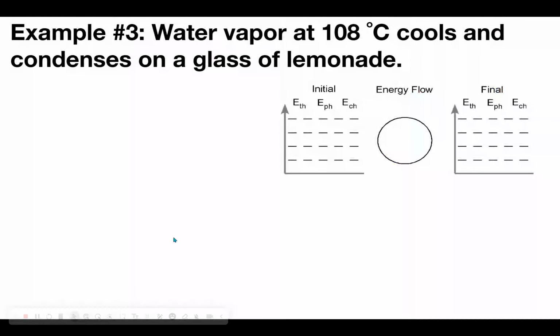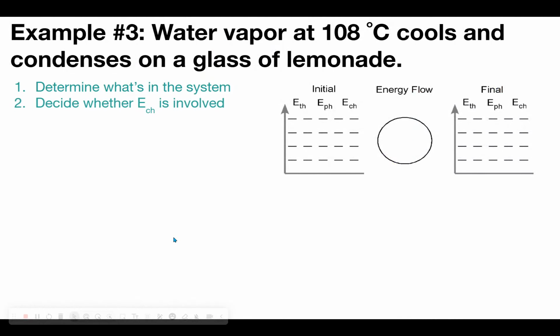All right, last example, which is good because my dog is getting impatient. Example number 3, water vapor is at 108 degrees Celsius. It's cooling and condensing on a glass of lemonade. First, decide what's in the system. Think about that, everybody. Is it water or is it lemonade? Be careful. Decide whether chemical energy is involved.